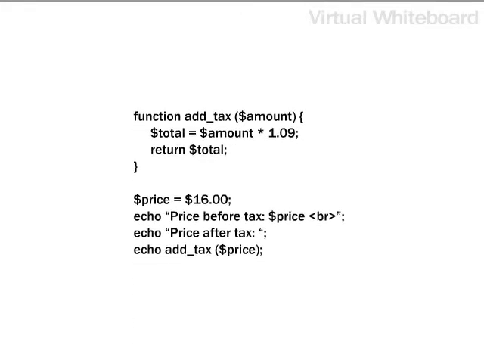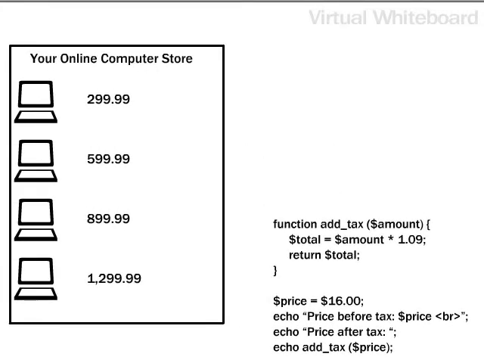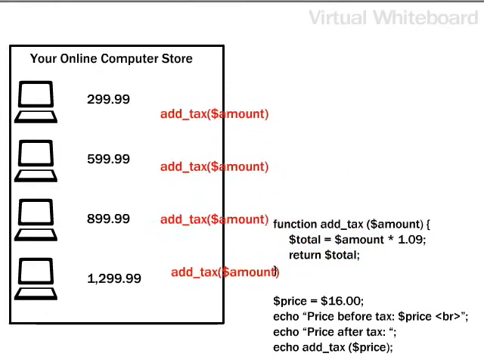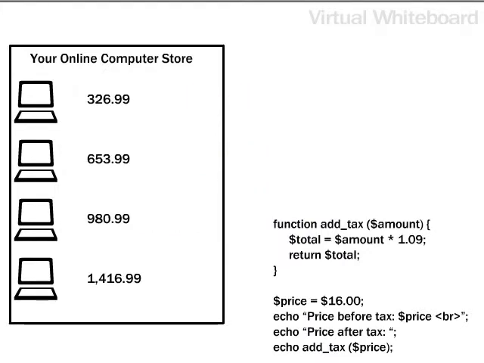This particular example is one that could frequently be used in a web page. A good example is a page that lists all the products available in an online store. You could call this function once for each item that is displayed to show the after-tax price. If the tax rate changes, all you would need to do is change the formula in add_tax, and every price displayed on that page would be updated.